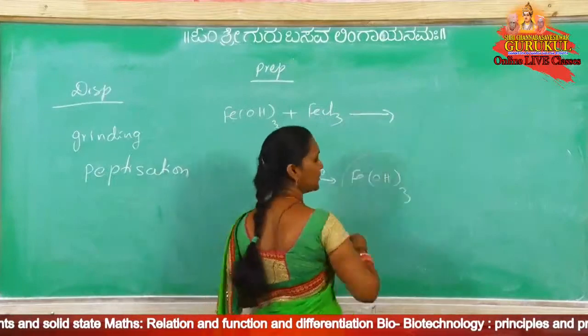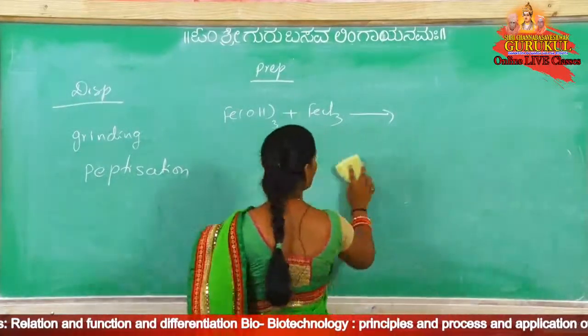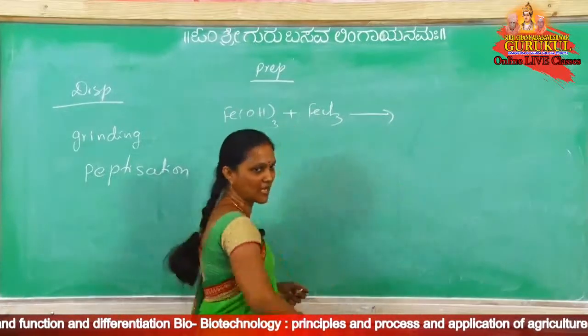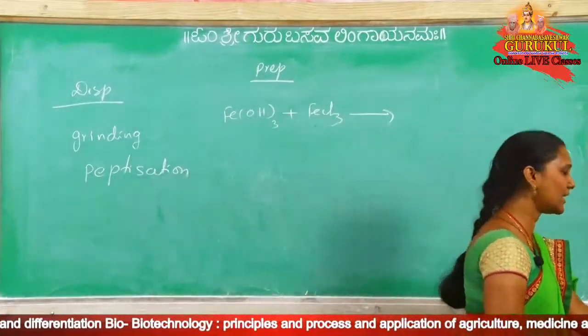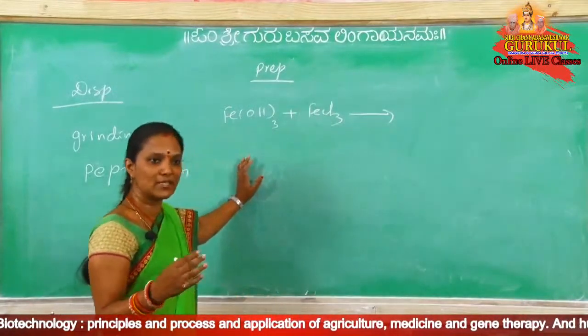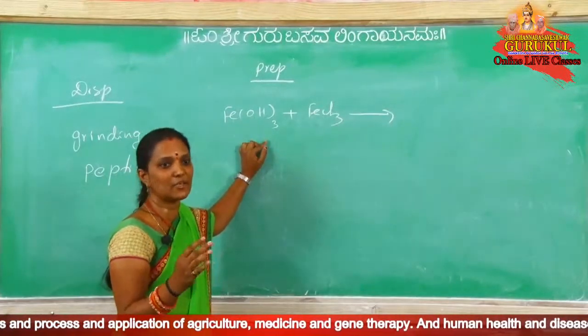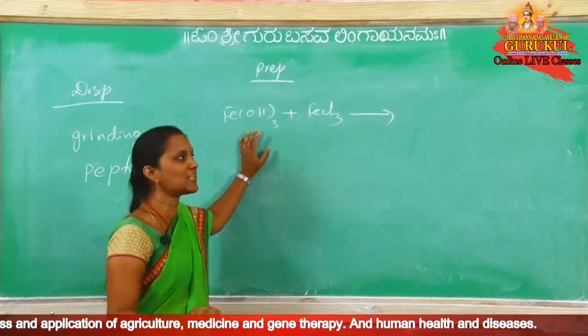Then what happens here? How will this lyophobic colloidal solution form? Lyophilic colloids are neutral. Lyophobic colloids are charged, positively charged or negatively charged. How is this charge formed? Along with this preparation, I am explaining the origin of charge also, how this charge is developed.